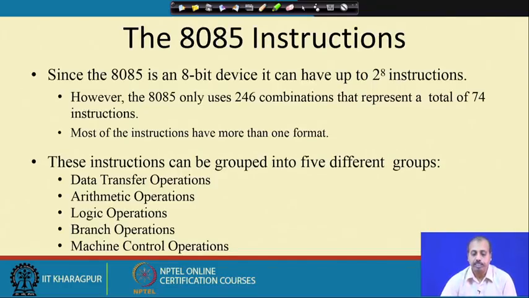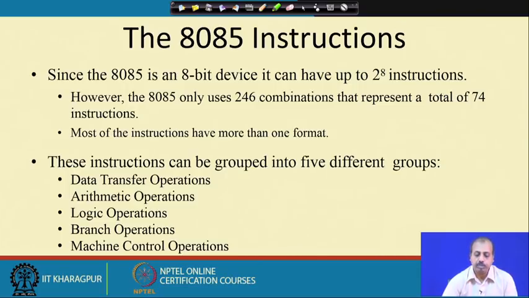Next, we will be looking into the most vital part of 8085: as a user of the system, what are the operations that I can do with this 8085 processor. That defines the instruction set of the 8085. 8085 is an 8-bit device, so it can have up to 2 power 8, that is 256 instructions. Out of that, only 246 combinations are used, and that represents a total of 74 instructions.